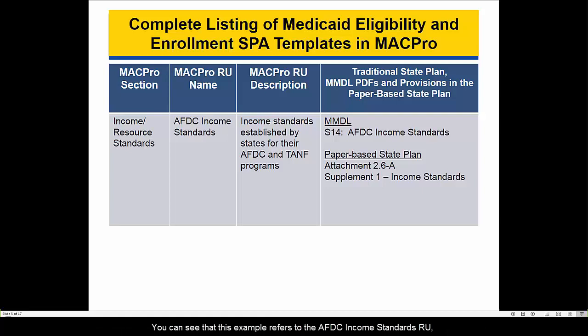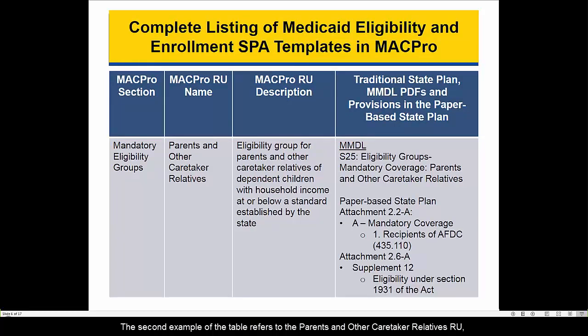You can see that this example refers to the AFDC Income Standards RU, which is found in the Income Resource Standards section of the eligibility portion of the Medicaid state plan. The description provides more detail, and the last column shows where the corresponding information is in MMDL and the paper-based state plan. The second example of the table refers to the Parents and Other Caretaker Relatives RU, found in the Mandatory Eligibility Group section. Again, the description column provides further explanation of the RU, and the last column pinpoints where the material is found in the traditional state plan material.